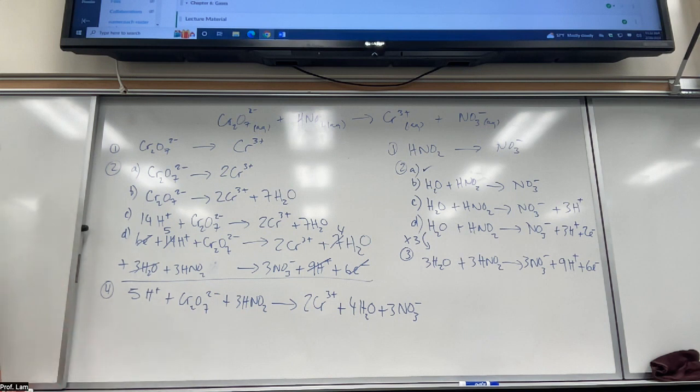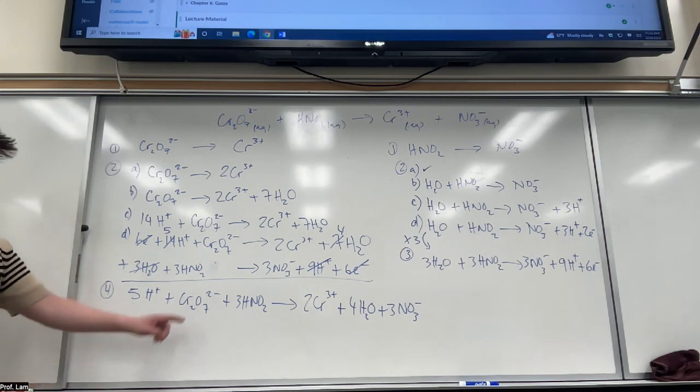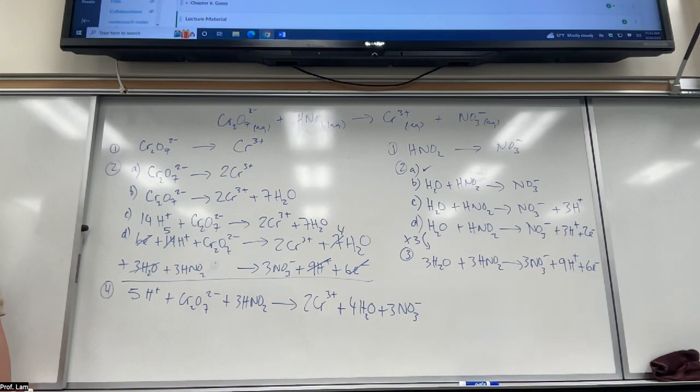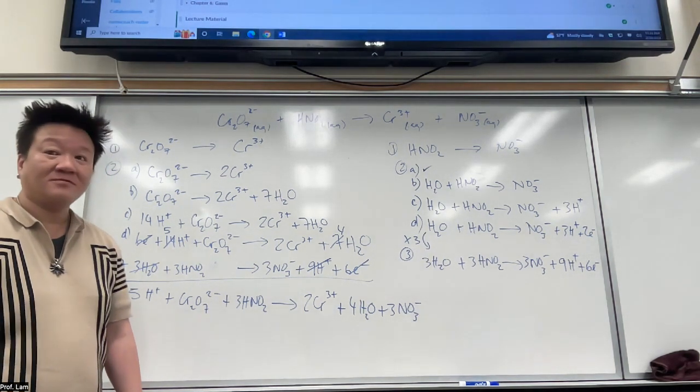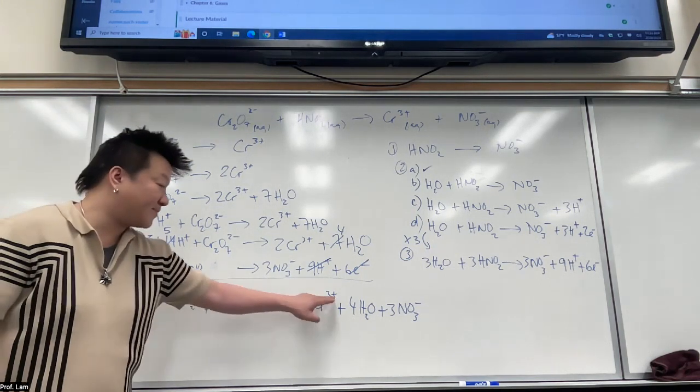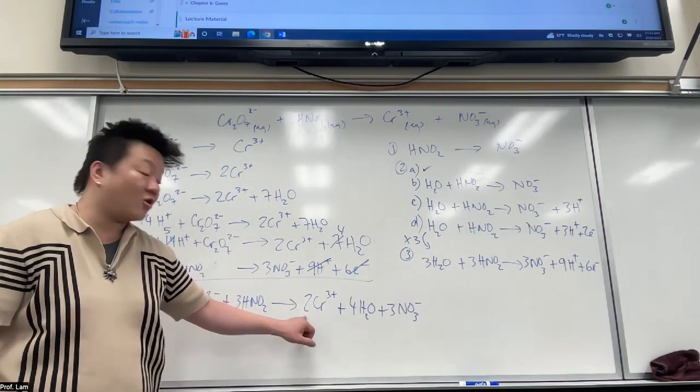What's the net charge on the left side? How many pluses do you have? 5. How many minuses do you have? 2. So what's 5 minus 2? 3 what? Plus. Okay. What is it on the right side? Three plus as well, right?